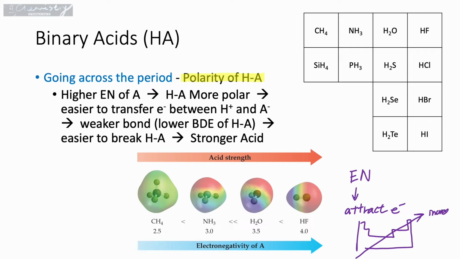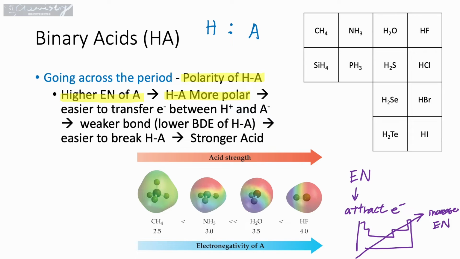So if we have a nonmetal with a high electronegativity, that means that this nonmetal is going to attract the electrons closer to itself. So we are going to have a polar bond, and it's more polar because it has a higher electronegativity, which means that the electron is already super close to A. So we can imagine that we have HA.